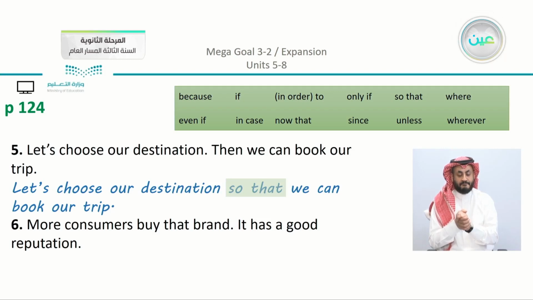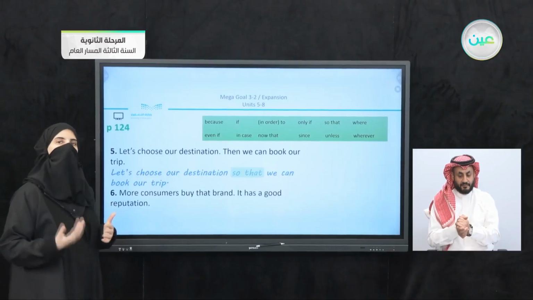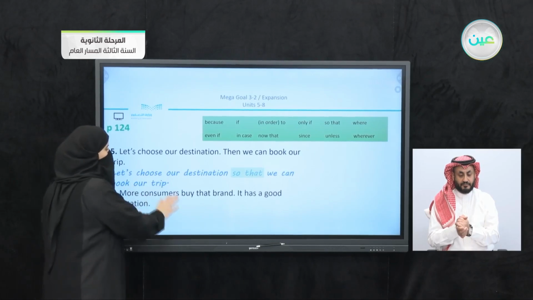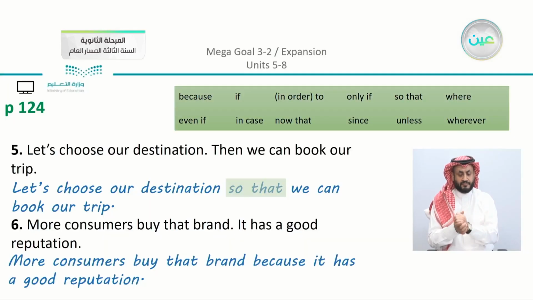Number 6, more consumers buy that brand. It has a good reputation. So we have here, why do these consumers buy this brand? Because it has a good reputation. So here we can see that there is reason. Now we can write our sentence, more consumers buy that brand because it has a good reputation.